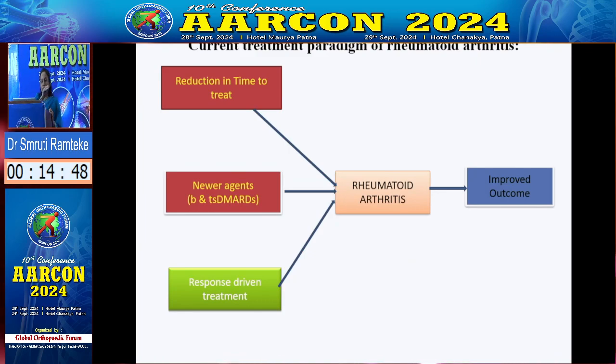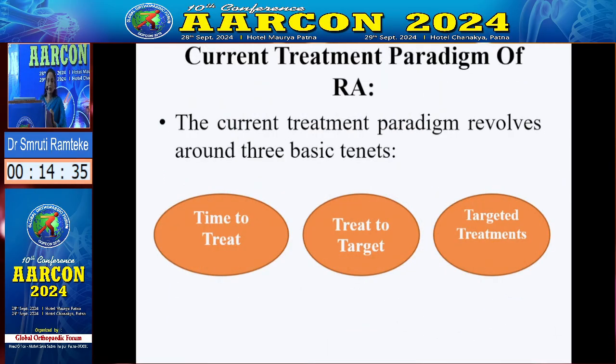So the reduction in time to treat, newer agents, and response-driven treatment is the new thing in rheumatoid arthritis, and with all this we have improved outcomes. So the current treatment paradigm revolves around three basic things: time to treat, treat to target, and targeted treatments.